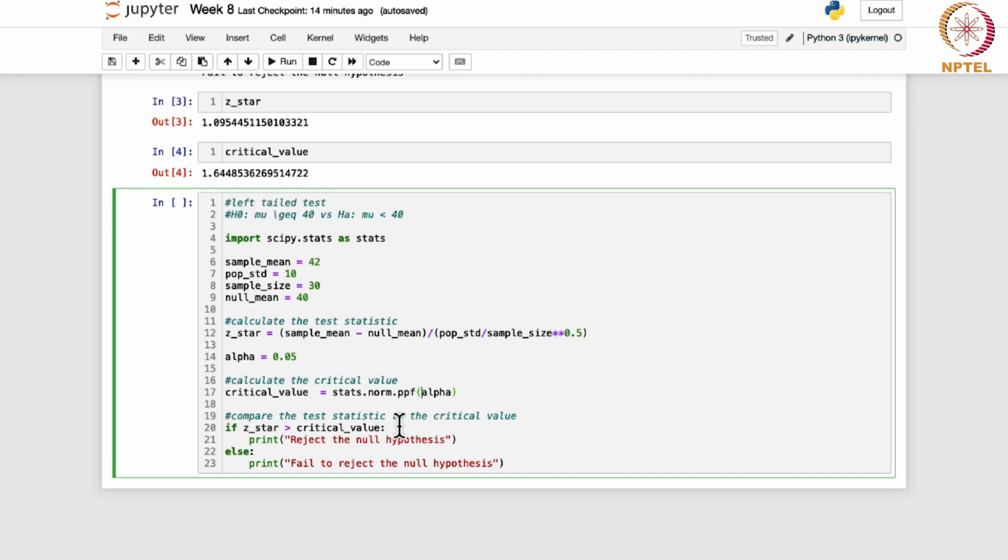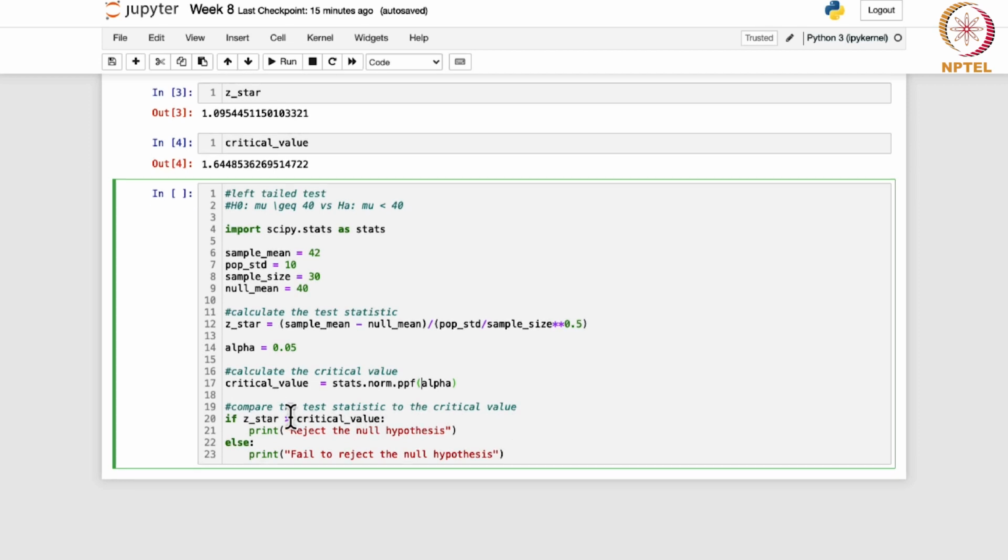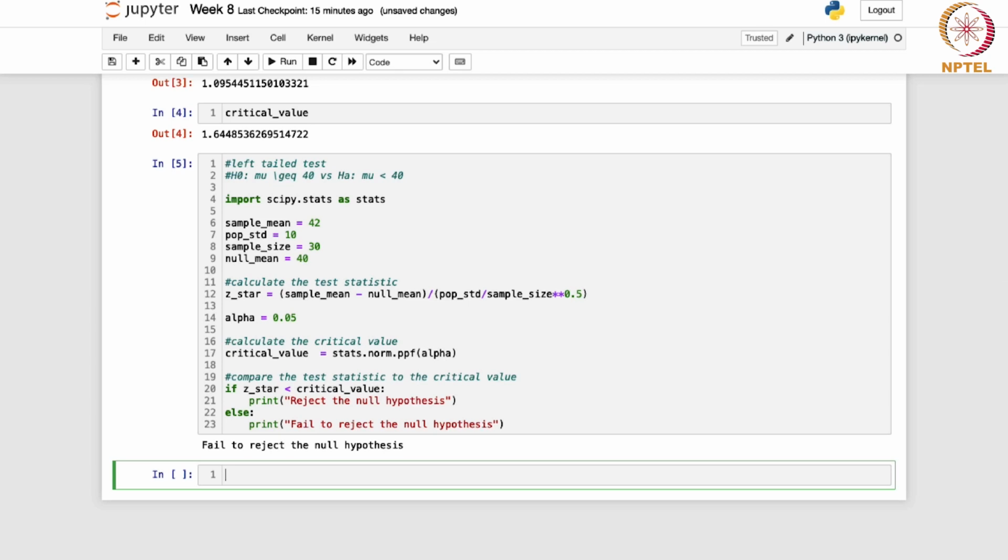Now you compare the test statistic to the critical value, and you would say that if z star is less than the critical value, you would reject, otherwise you fail to reject. Let us run this. So again you fail to reject the null hypothesis.